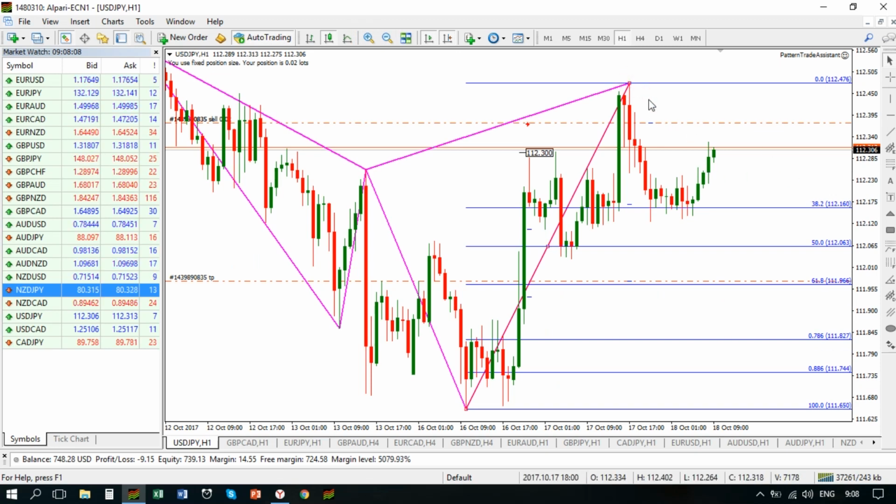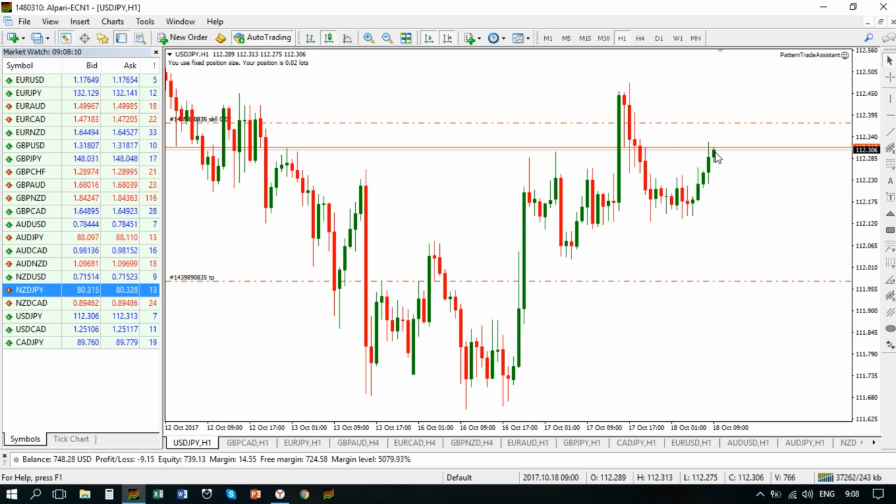So I don't draw anything on this picture. So it will either go here or there. This trade is done. So either 0 or take profit. No need to worry about it. And let's go to the next opportunity.